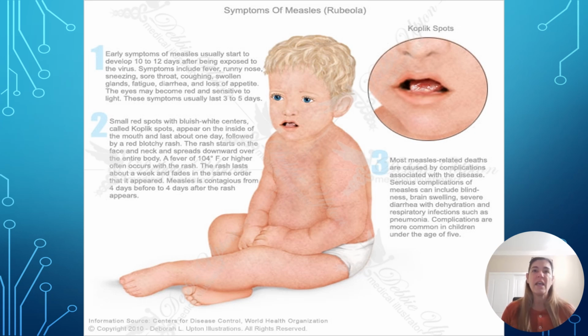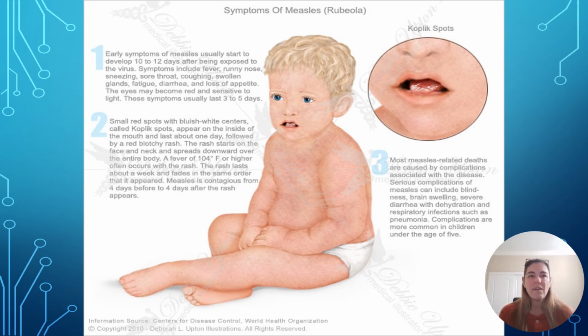So here is just a little boy who unfortunately has measles, showing what the early symptoms look like. They develop 10 to 12 days after being exposed: fever, runny nose, sneezing, sore throat, anorexia, diarrhea, so there can be abdominal symptoms as well. And they last about 3 to 5 days. After that, they have the classic Koplik spots. Koplik spots are indicative of measles or rubeola. They appear on the buccal mucosa, and you can see them about 2 days before the rash develops.